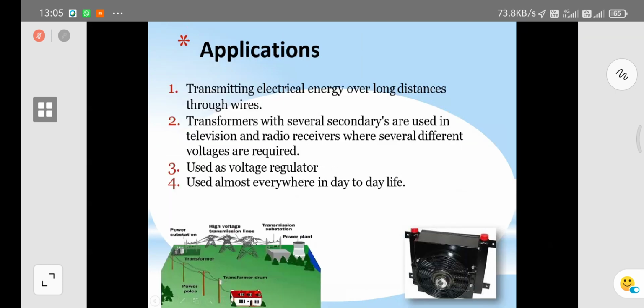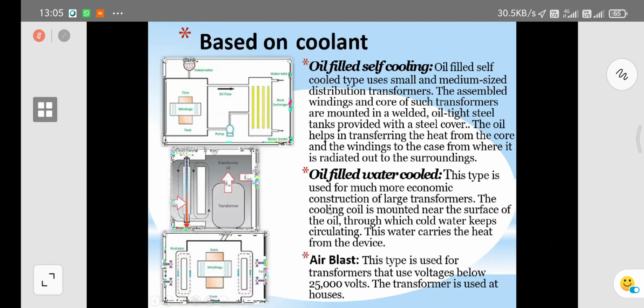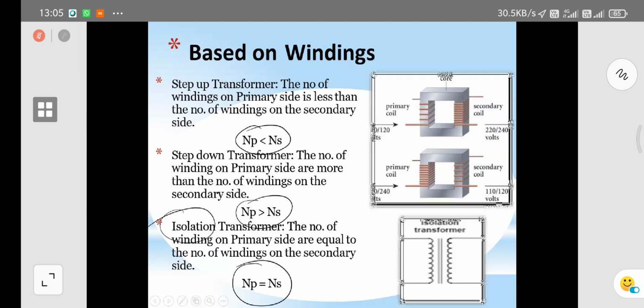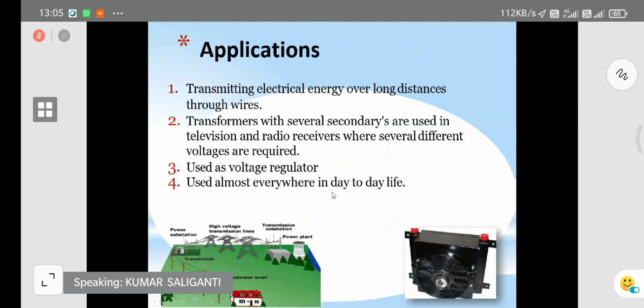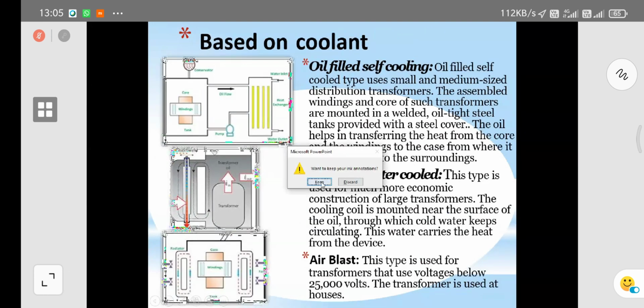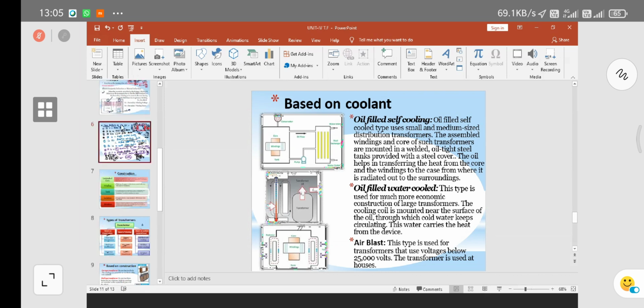So these we'll discuss in the next class. Okay. If you have any doubts, you just ask me. I have discussed only basic things in today's class. So next class we'll discuss all those points here. Don't worry.